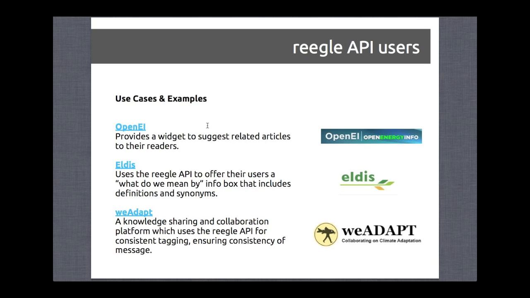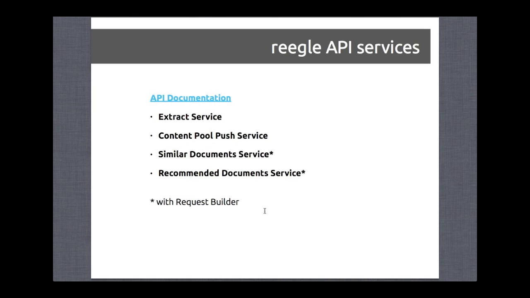I want to show you now the organizations that use this technology. There's a number of users, but here I show you some of them and their use cases. So OpenAI provides a widget to suggest related articles. Aldis uses the Reegle API to offer the users information about the definition and synonyms, and we adapt uses the Reegle API for consistent tagging. So the four services that are provided by the Reegle API are an extraction service, the content pool push service, the similar document service, and the recommender service.